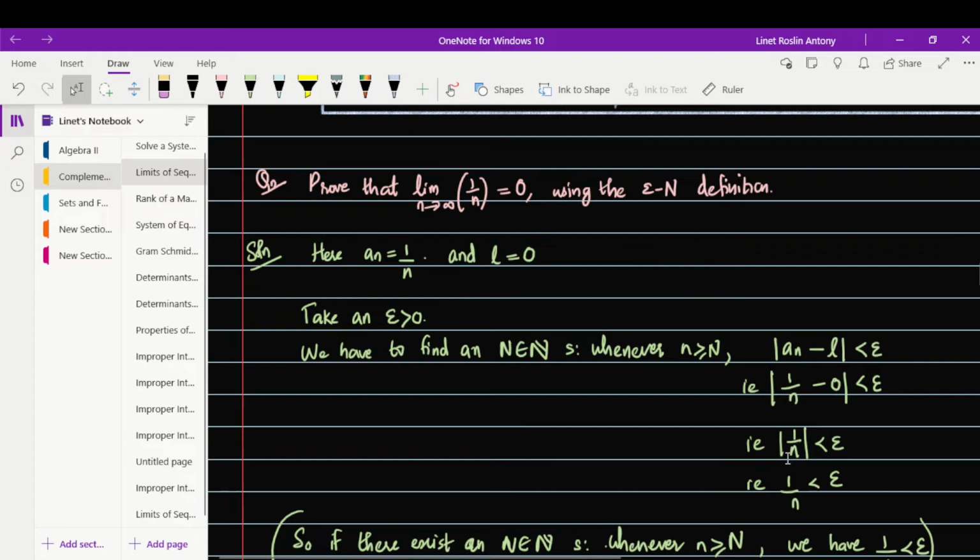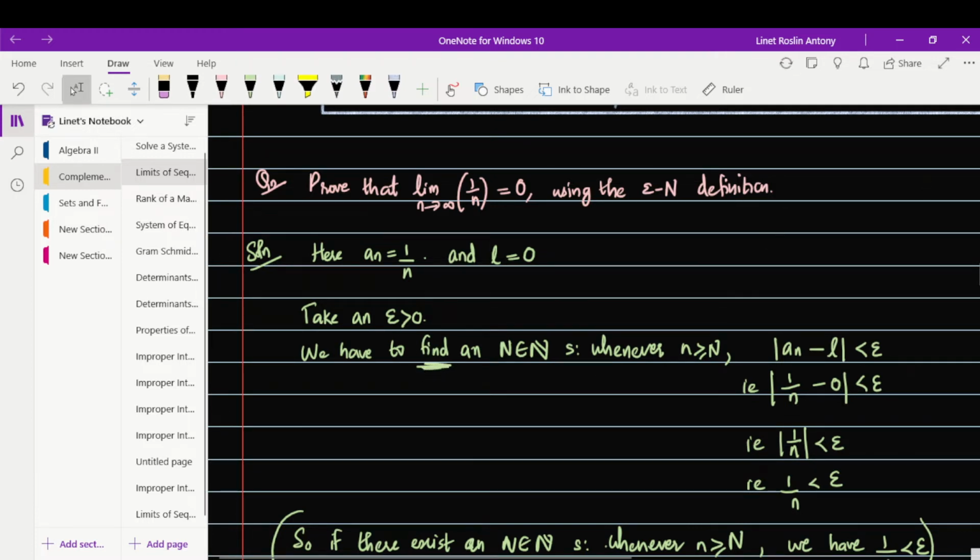So this means that modulus of 1 by n is strictly less than epsilon. n is a natural number, so no need of modulus. That will be definitely positive. So that is 1 by n is strictly less than epsilon. So we have to find a capital N such that this happens always. So that is our aim. We have to find that.